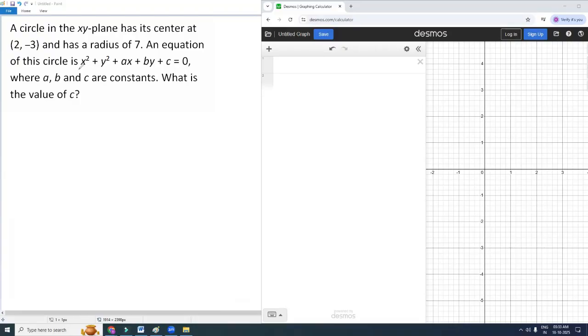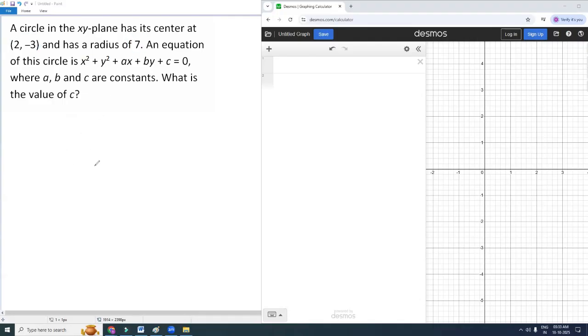Now let me consider the equation of the circle over here. It contains three unknown constants a, b and c. Since it contains three unknown constants, we need 3 points on the circle so that we will be able to solve for the unknown constant c. Okay, how do we get 3 points on the circle? Let me consider the center of the circle (2, -3) and radius 7 units.